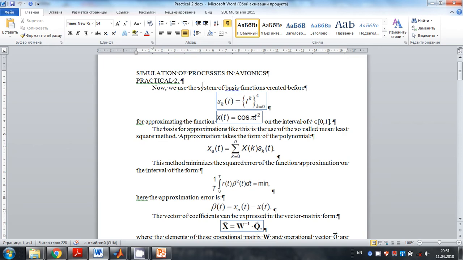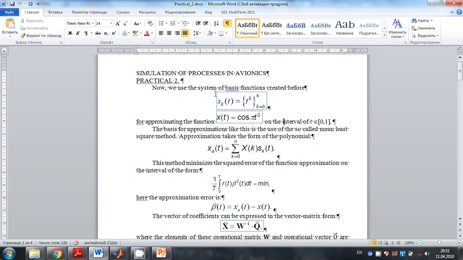Now let's take a look at what we've got here. So far, we tried to use the system of basis functions created before, this system of power functions. We looked at these functions. Now we'd like to find a decomposition of, for example, this cosine function on the interval from 0 to 1. We decompose this x using this system of basis functions.